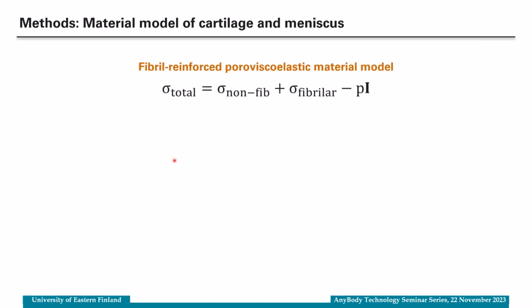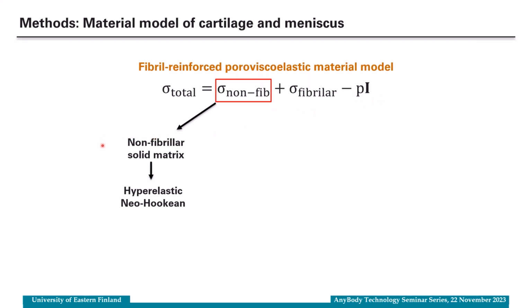And the material model of the cartilage and menisci was a fibril reinforced poroviscoelastic material model in which the total stress in the material comes from three different components. One is a non-fibrillar matrix, the other one is a fibrillar matrix, and the third component is from the fluid within the tissue. And the non-fibrillar matrix represents the proteoglycans within the tissue, and we used a hyperelastic Neo-Hookean material model. The reason behind this was that this material model is shown to nicely follow the large distortions in the tissue.